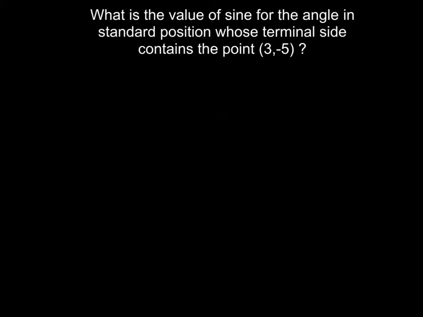What is the value of sine for the angle in standard position whose terminal side contains the point 3, -5? These are vocab words that we have gone over in the past, admittedly a little bit ago, so we may not be totally comfortable with it. Angle in standard form whose terminal side contains the point 3, -5. So let's say this point right here is 3, -5. Standard position means the initial side is here, terminal side contains this point, and the angle then we're talking about is this guy, which we can call theta.